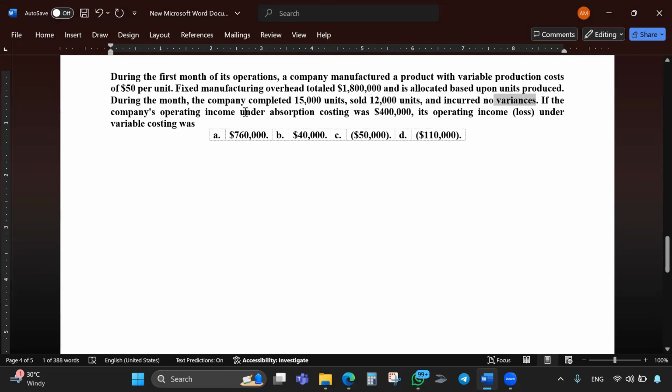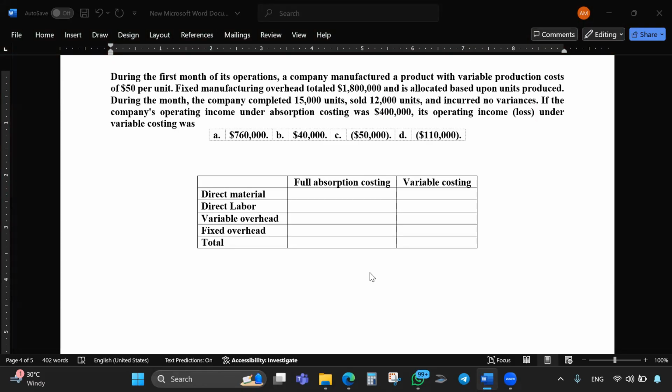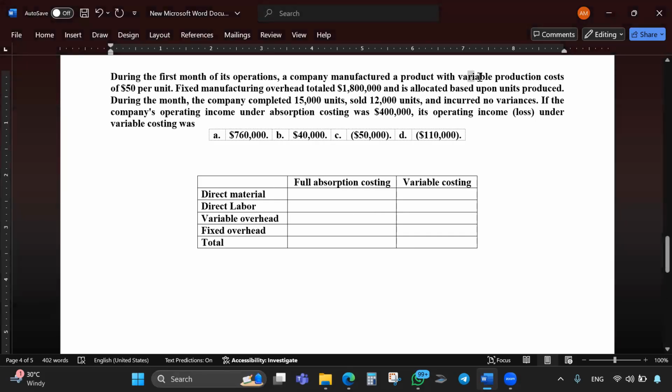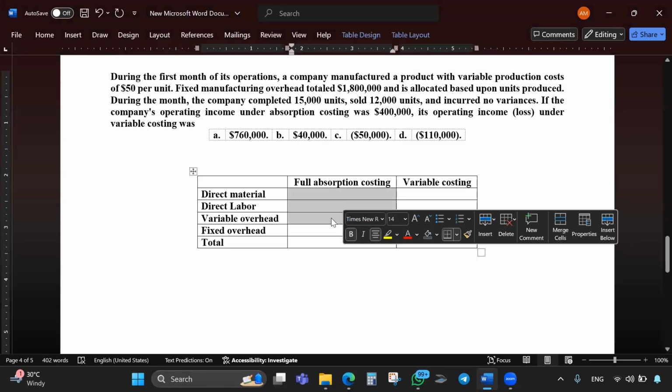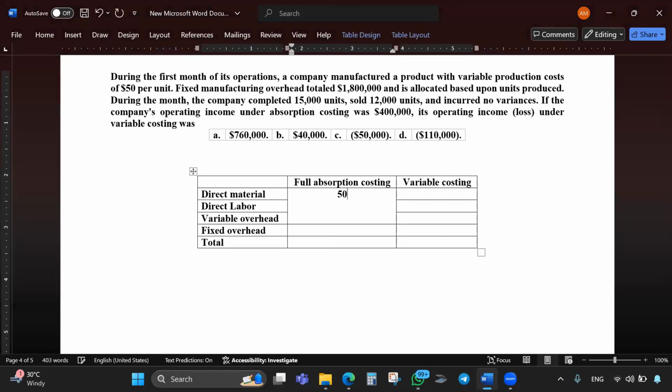If the company is operating under absorption costing, wait, let's remember the difference between full absorption costing and variable costing. Here in the question, he said that the variable production cost is $50 per unit, which means that all these costs together are $50 per unit. And here, of course, will be 50.